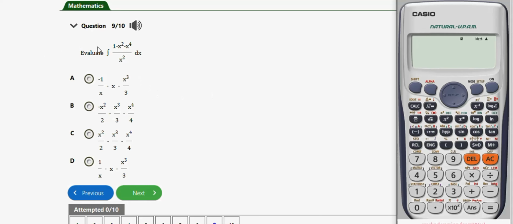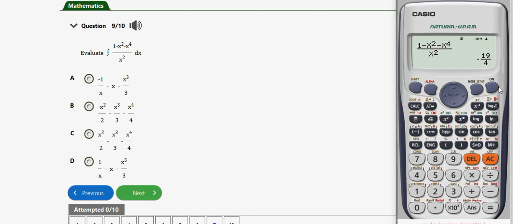So let's evaluate this indefinite integral function. We have in fraction, 1 minus x square, okay, minus x cube. So that's it over x square. Okay, so let's press equal to now to see what it's going to give us as output.